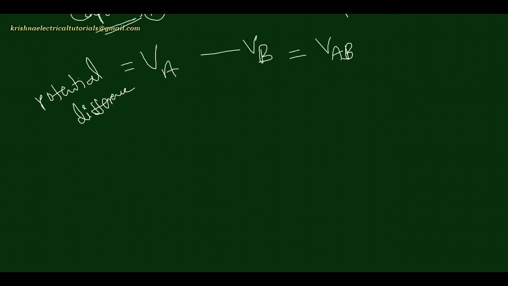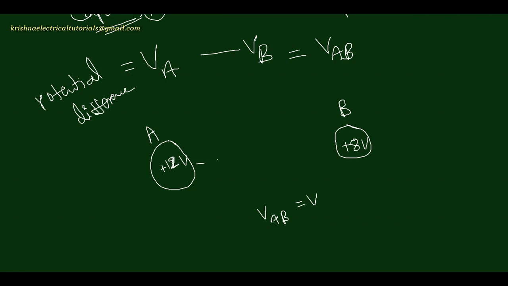For suppose in A I have a potential of, say, 12 volts, and in another body B, the potential of that body is 8 volts. Then what is the potential difference between these two bodies? VAB equal to VA minus VB, that equals 12 minus 8, that equals 4 volts. In this way we will calculate potential difference.